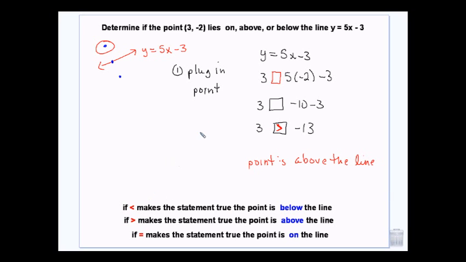Okay, so you take the equal out, you plug x and y in, you do whatever math is on either side or however it works, and then if you get less than, greater than, or equal, it tells you if it's below, above, or on.